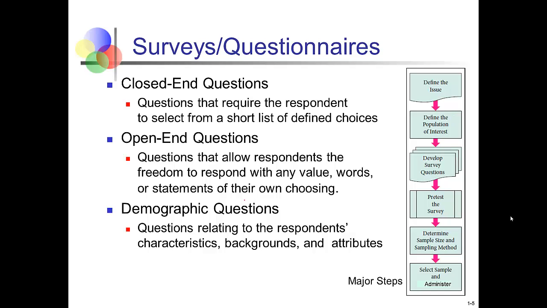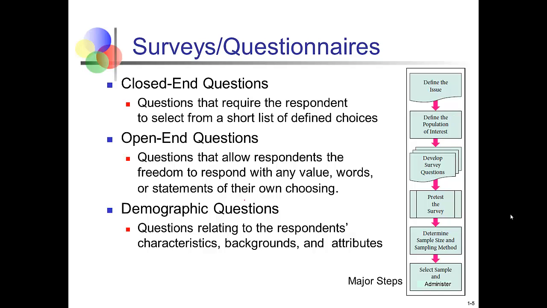Open-ended questions allow a person to say whatever they want to say. So they can write down anything that they want to write down. An open-ended question could be something like, how do you like this class so far? That gives you the opportunity to say anything you want. So those are open-ended and close-ended questions.